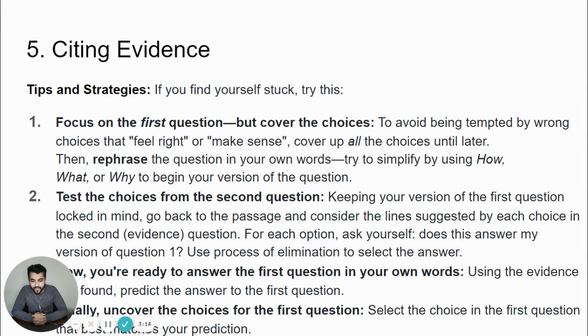Number two, which is a continuation of the first tip: if you feel stuck, try this. Number one, focus on the first question, but cover the choices. That's the RIPRAP method. Number two, test the choices from the second question. After that, you will be ready to answer the first question in your own words. And number four is finally uncover the choices in the first question. You can follow these steps if you find yourself stuck on this question.